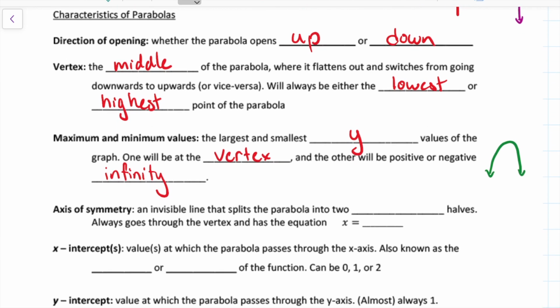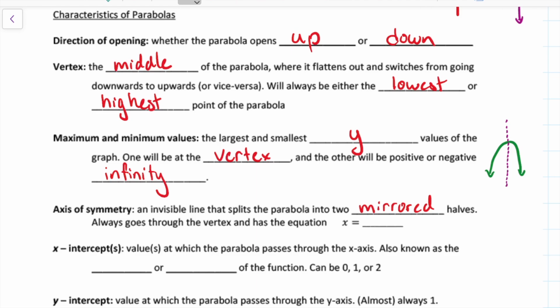Next, we've got the axis of symmetry. Hopefully you know that symmetry means a shape that has equal sides that are mirrored with each other. And if you look at a parabola, they are symmetrical. So the axis of symmetry is just the line that goes down the parabola and splits it into two equal mirrored halves. If you look at this parabola on the right here, that dotted line would be our axis of symmetry. So we split it into two mirrored halves.